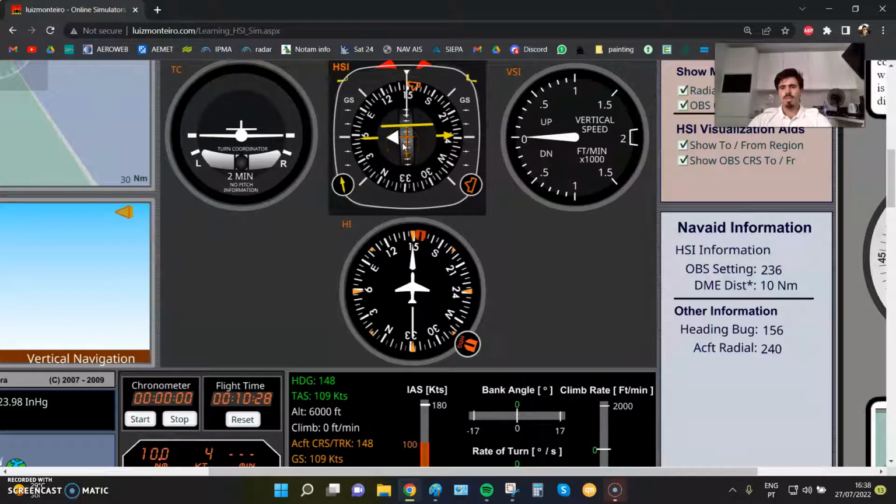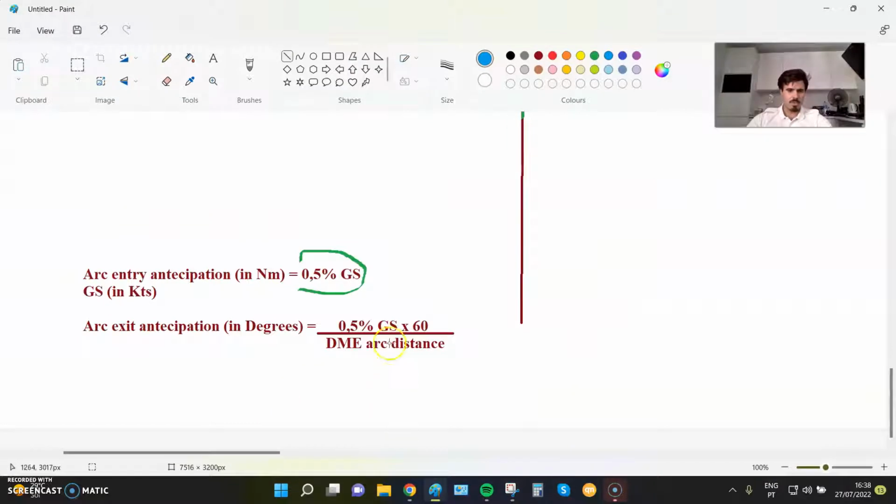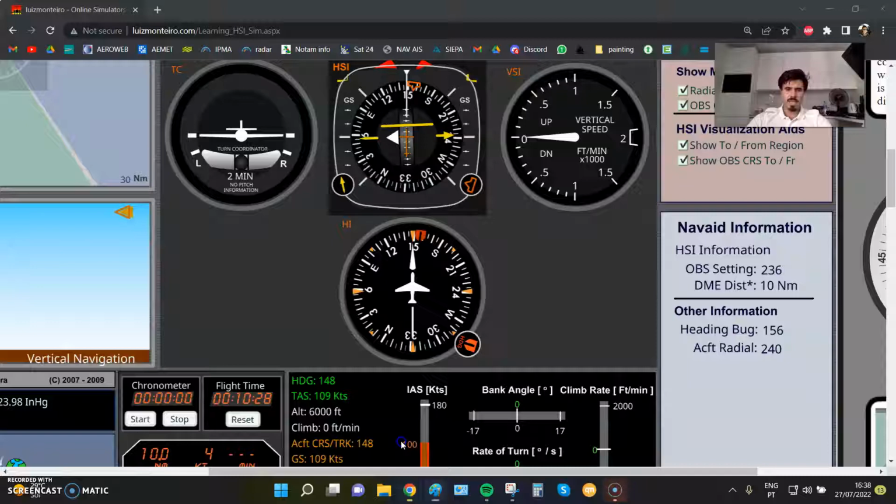I'll need to do the calculation. Okay, so I would have to come to the formula once again. 0.5%, which is in our case 0.5 times 60, it's 30, divided by 10, it's going to be 3. Okay, so 3 degrees before. All right, let me go back.